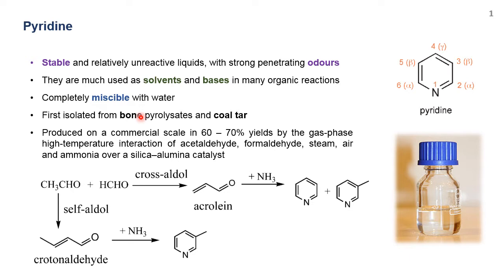It is miscible with water, and it was first isolated from bone pyrolysates and coal tar. The first commercial production prepared it in 60 to 70% yields by the gas phase high temperature interaction between acetaldehyde, formaldehyde, steam, air, and ammonia over silica alumina catalyst. The reaction occurs by cross-aldol condensation to form acrolein, and then reacting with the ammonia to form pyridine analogs.